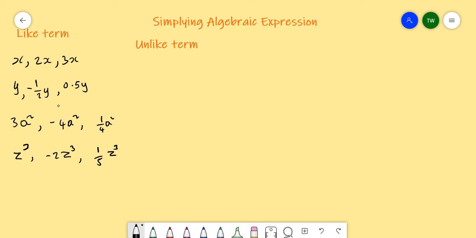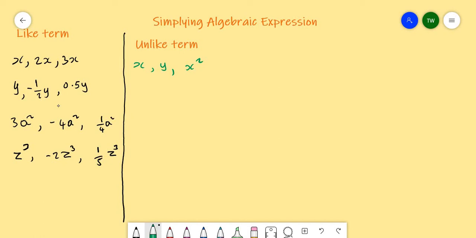So now what we're going to do is look at unlike terms, and I'm going to write these in green. So, what are unlike terms? Now, let's say you have some terms and you're given x, and then you're given y, and then you're given x squared. Now, this is an example of unlike terms. Note that the variables are different. So therefore they are unlike terms.